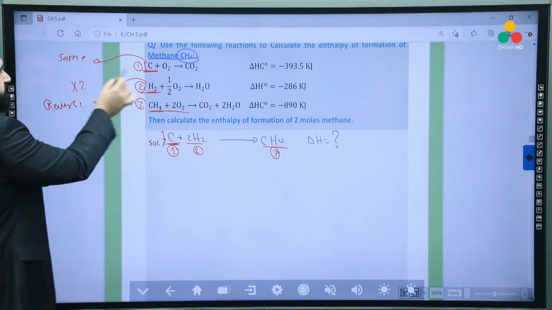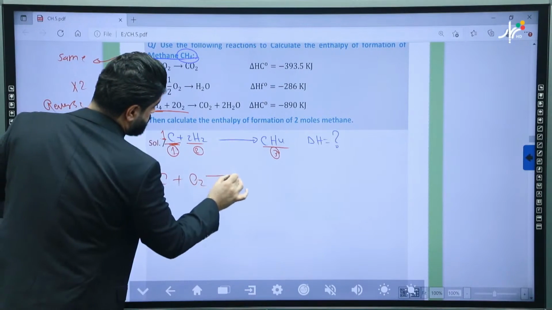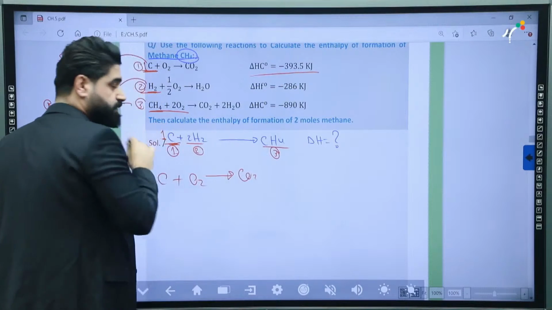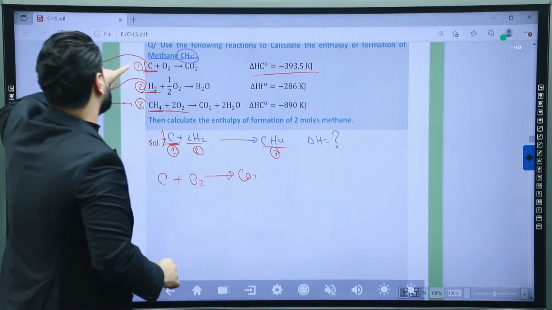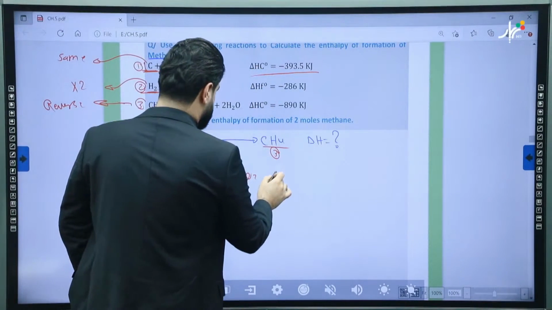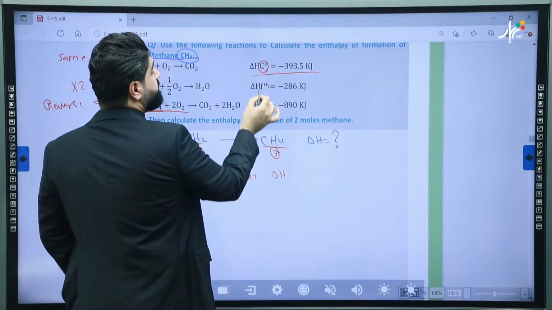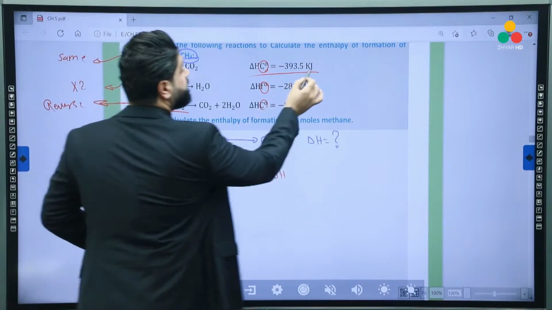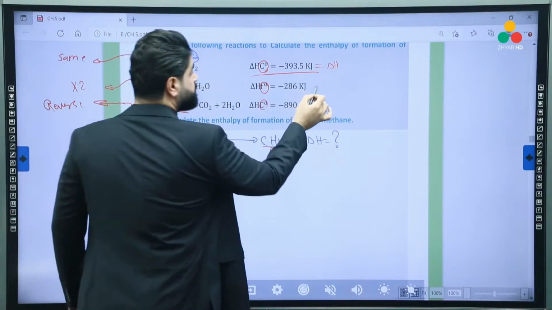So then, make these changes. First reaction, same. Carbon plus O2 producing CO2. And its delta H must be written with the same value because we have not touched anything in its reaction, so it must remain constant as it is. Delta H. Look, another thing. Here we have delta HC. Here we have delta H. Here we have delta HC. It doesn't matter because for combustion of 1 mole, delta HC equals delta H, and for formation of 1 mole, delta HF equals delta H.